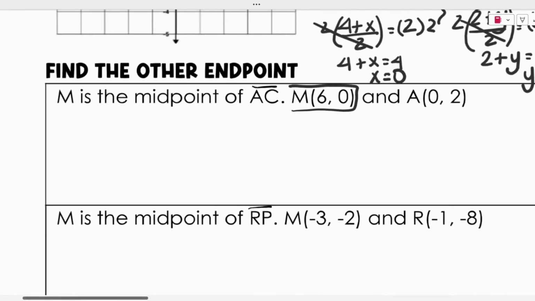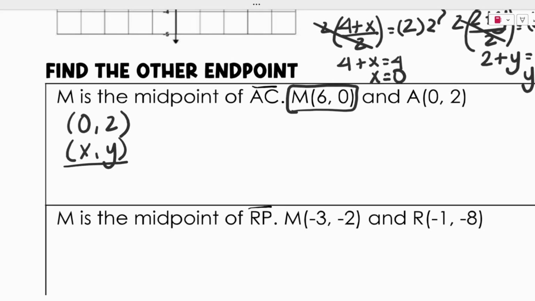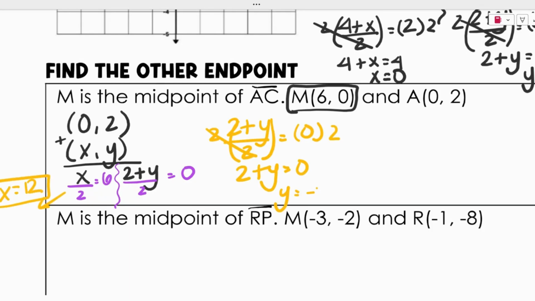In this next example, we know that the midpoint is located at 6, 0, and one of the endpoints is located at 0, 2. So I'm going to take 0, 2, and I'm going to add x and y to it. That's going to give me 0 plus x, which is just x, and 2 plus y. Now, dividing them both by 2, because I'm finding the average, I'm going to set the x equation equal to 6 and the y equation equal to 0. On the left, what divided by 2 is 6? The answer is going to be 12. And then on the right, I'm going to multiply both sides by 2. And so then you get y equals -2.